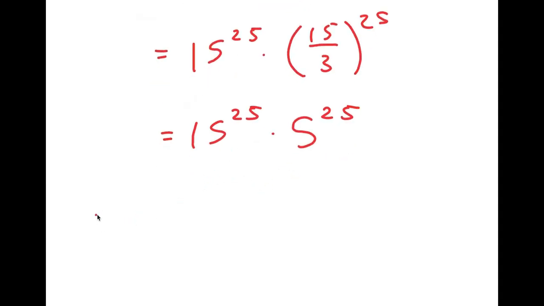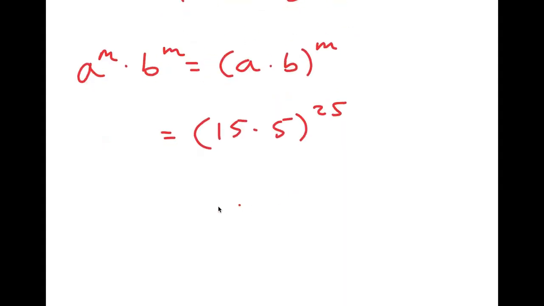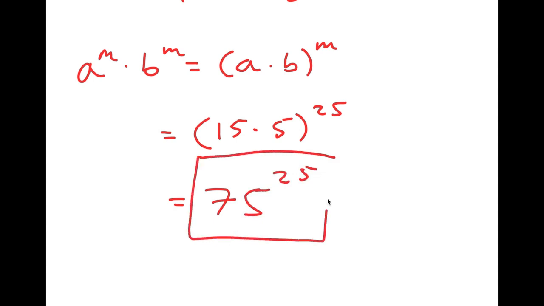Now another property of exponents is that if I have something of the form a to the power of m times b to the power of m, this is equal to a times b to the power of m. So this is going to equal 15 times 5 to the power of 25, which is equal to 75 to the power of 25. So this is my answer.